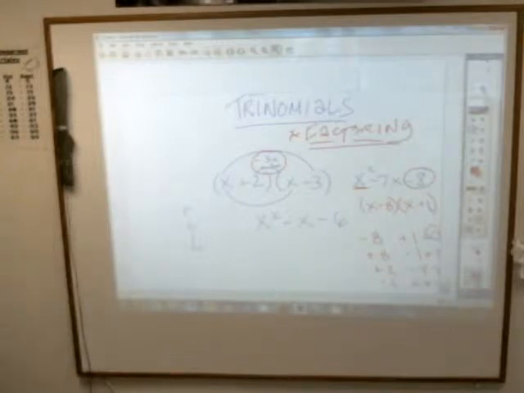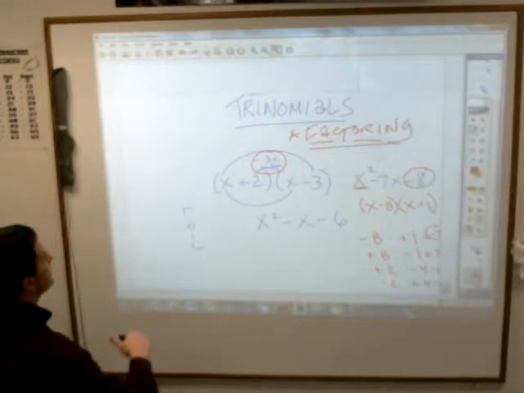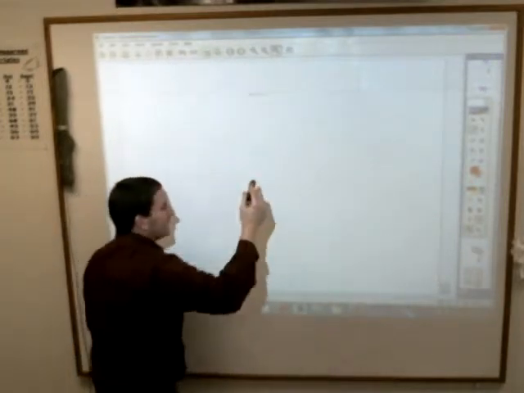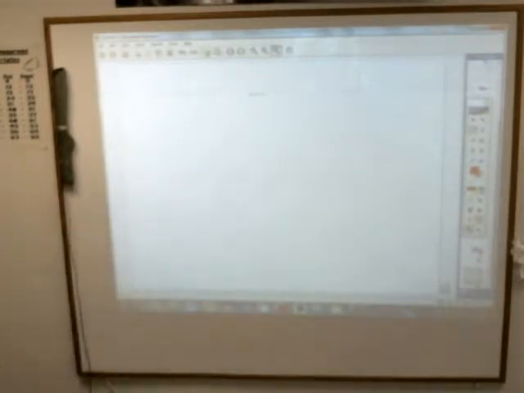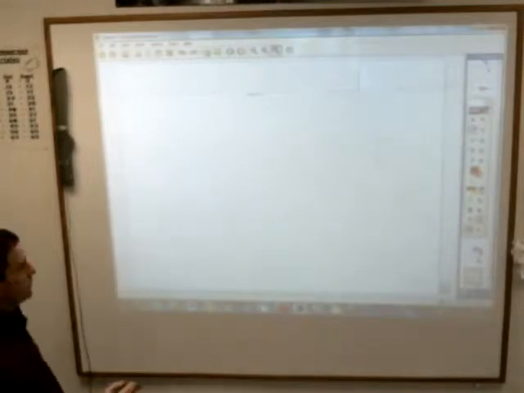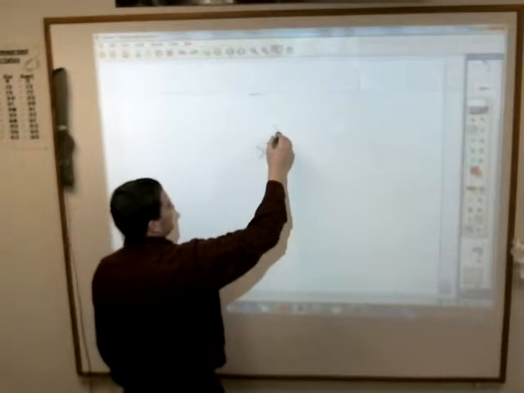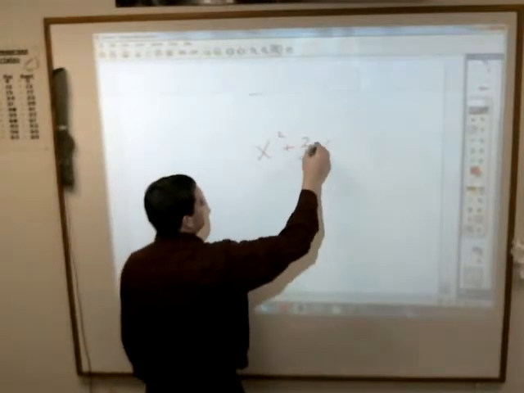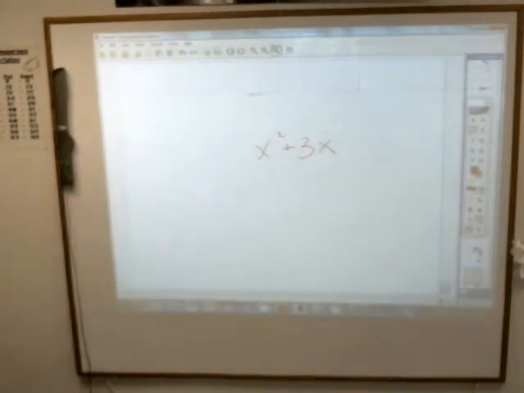Remember that? This could be an oo or an ah moment. As you do more of these, you will recognize certain things. Let's try this one. X squared plus 3x minus 10.